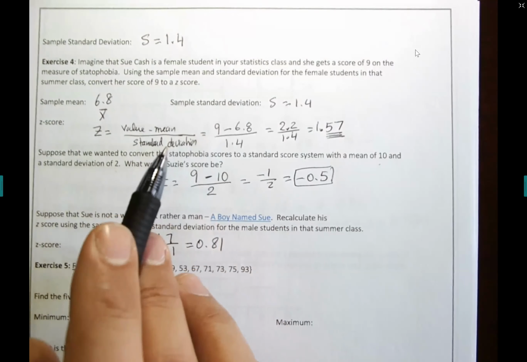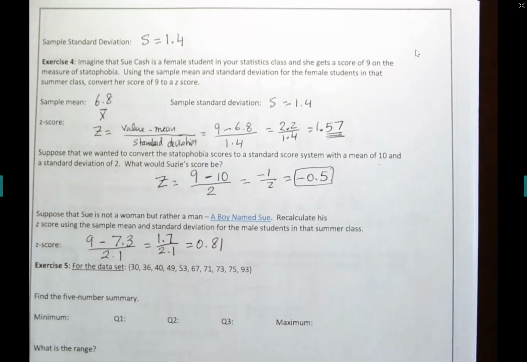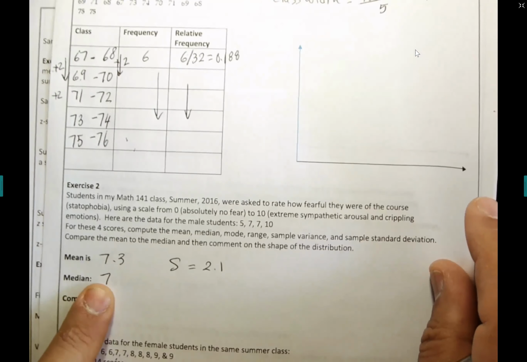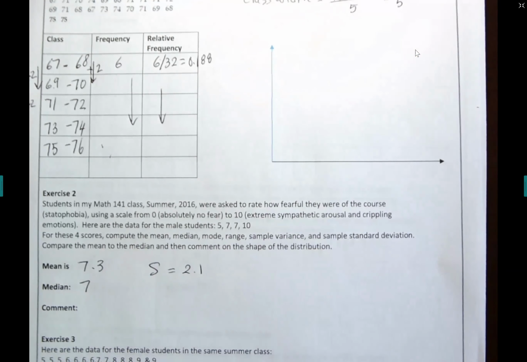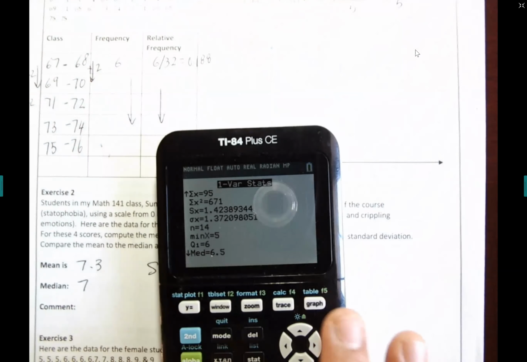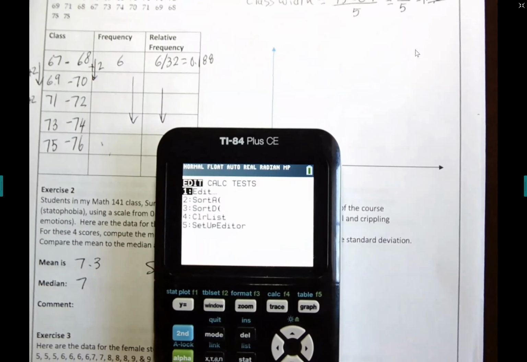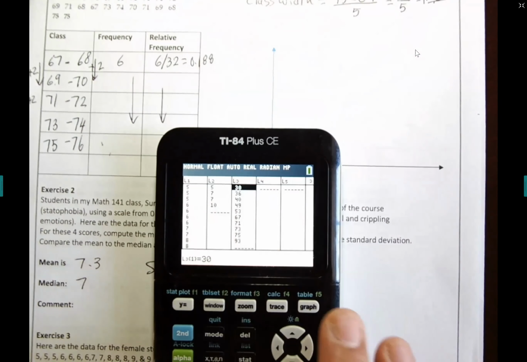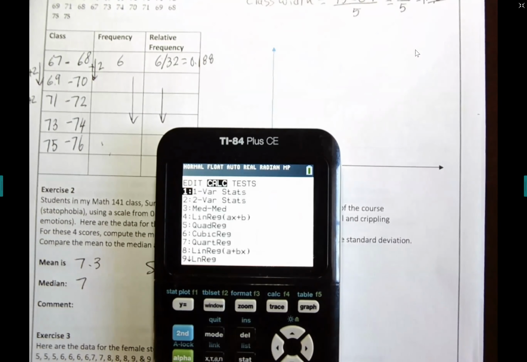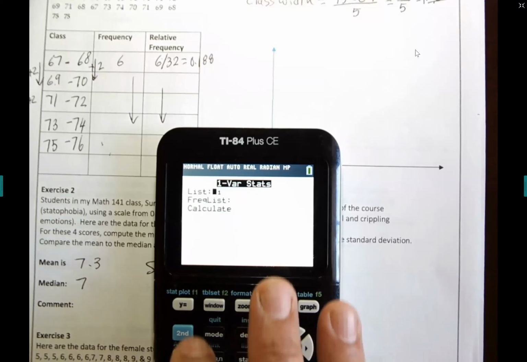And then we did the mean for the female students. It is 7.3, and the standard deviation was 2.1. You could do that separately, guys, if you want. Let me show you how to do this as well. Stat, edit. So I'm going to put in the data, it's already there. So let me just run stat calc, one variable statistics. I need to change my list to L2 now.